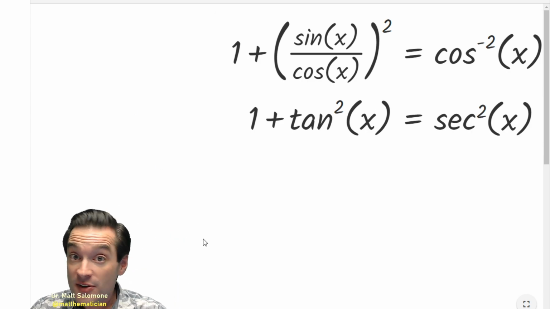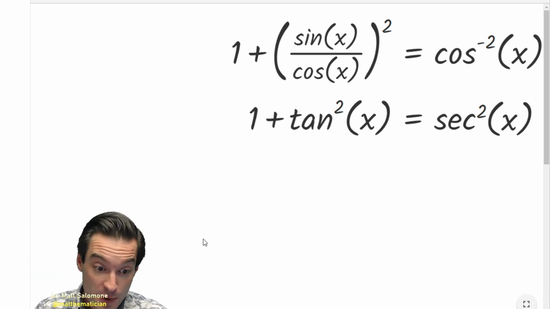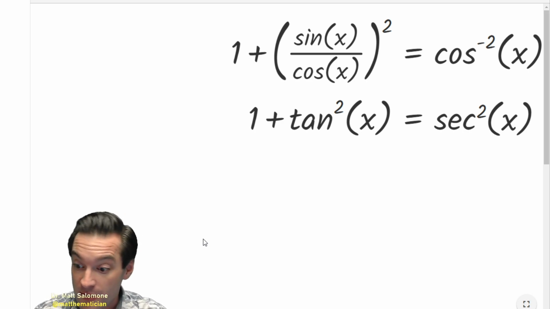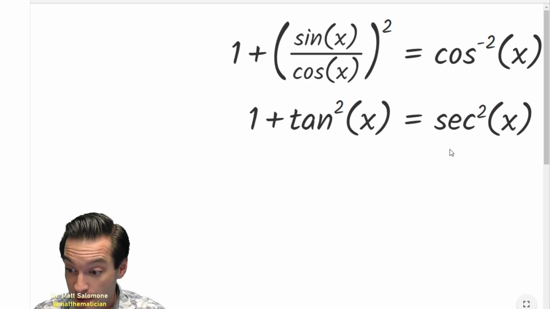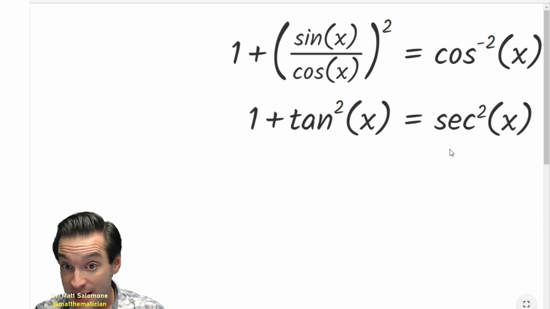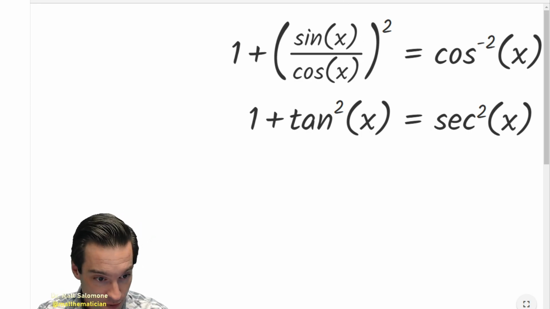Okay. So this is another face on the Pythagorean identity. All we had to do on the original Pythagorean identity is just divide the whole thing through by cosine squared. And what we're able to then do is get a new Pythagorean identity that instead of relating sine to cosine, now it relates tangent to secant. And this one is super duper useful.